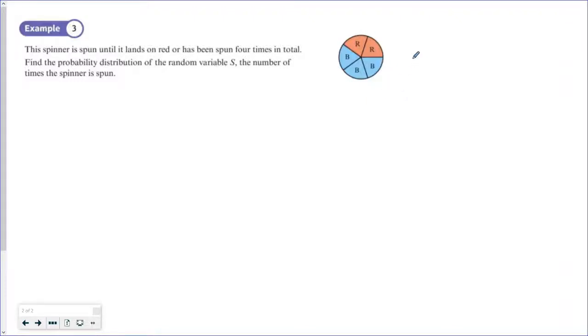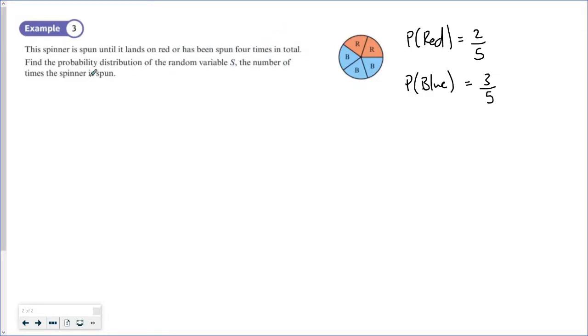So we've got a spinner and we can see that it's got 5 equal sections. So let's just write down what the probability of getting red is on one spin. The probability of getting red on one spin is 2/5 and the probability of getting blue is 3/5.